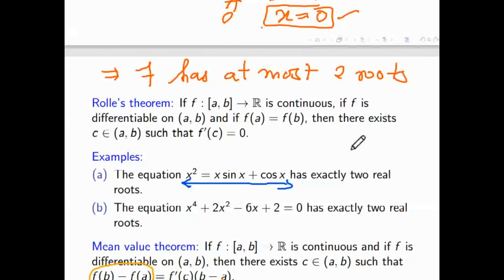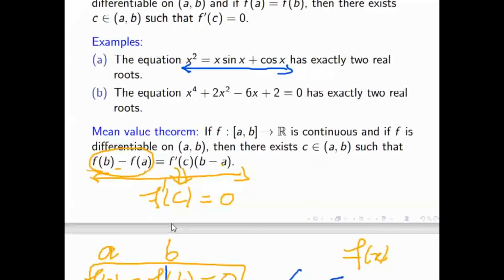Can you prove the B part? Does this have exactly 2 real roots or not? First we will differentiate this. First tell me 2 points where it is positive or negative, so that we can say that it has at least 2 real roots. Then we will go to at most.